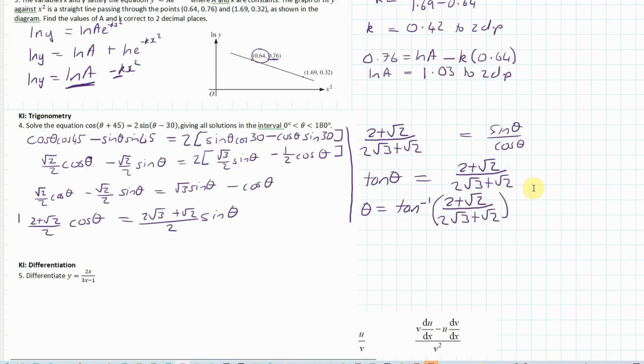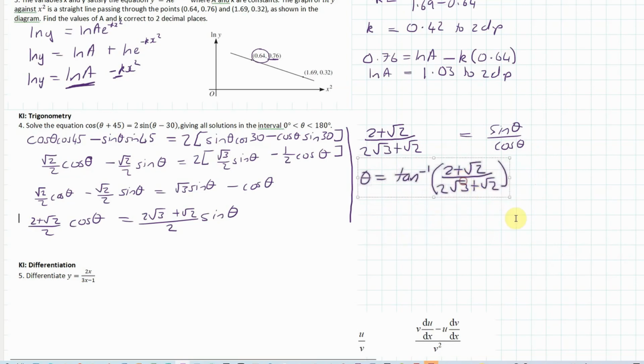So I'm just going to save a little bit of room because I'm really running out of room here. Get rid of that, get rid of this. I'll just move this up. Okay, so there we go, and let's do this on our calculators. So inverse tan of 2 plus square root 2 over 2 over square root 3 plus square root 2, and away we go.